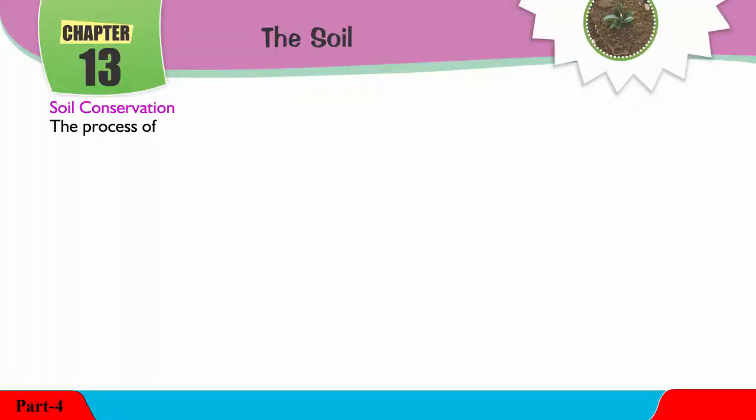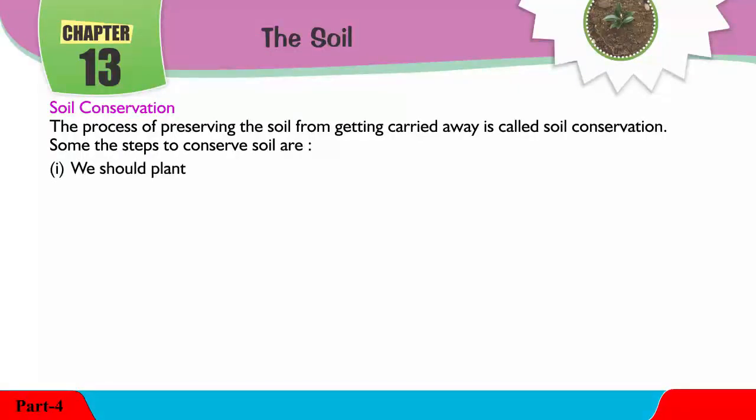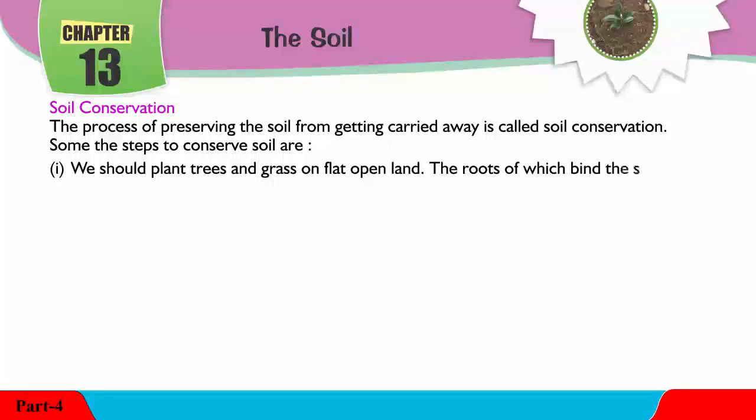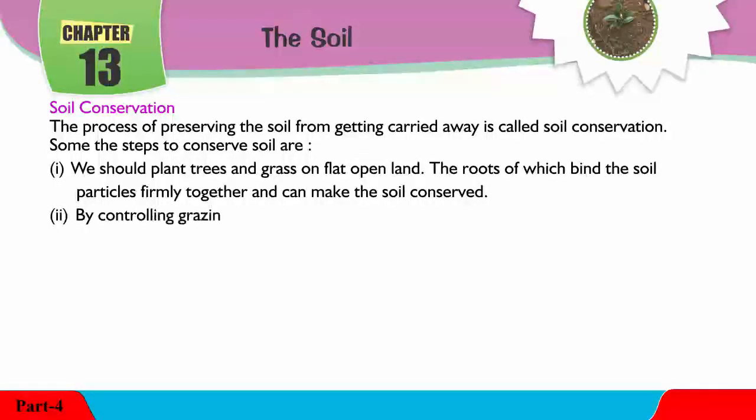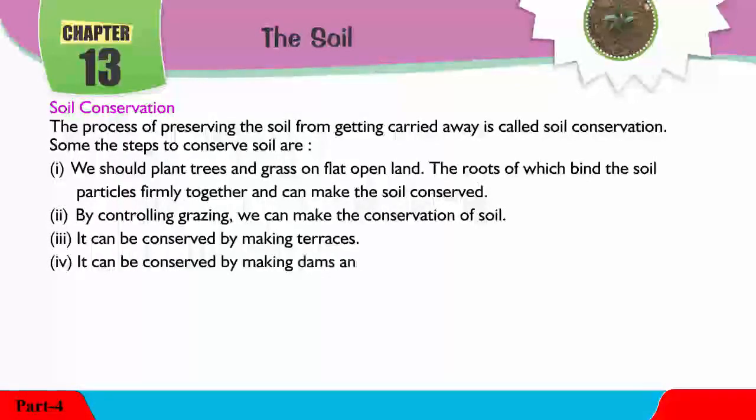Soil conservation. The process of preserving the soil from getting carried away is called soil conservation. Some of the steps to conserve soil are: first, we should plant trees and grass on flat open land, the roots of which bind the soil particles firmly together and can make the soil conserved. Second, by controlling grazing, we can make the conservation of soil. Third, it can be conserved by making terraces. Fourth, it can be conserved by making dams and reservoirs across rivers.